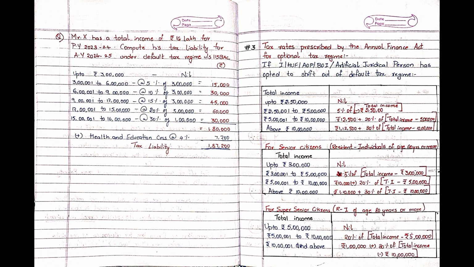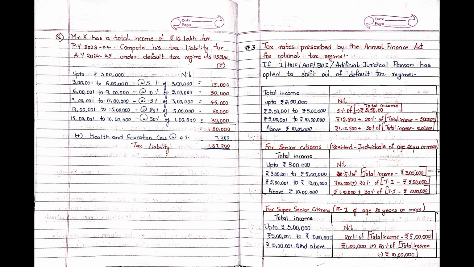And for total income exceeding rupees 15 lakh, in our case, the total income is 16 lakh. So 16 lakh minus 15 lakh, that amounts to rupees 1 lakh. On this 1 lakh amount, tax at the rate of 30% is charged, which amounts to rupees 30,000.